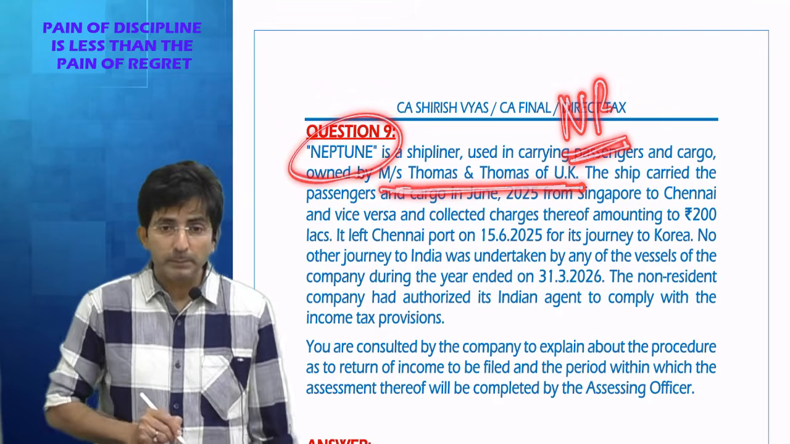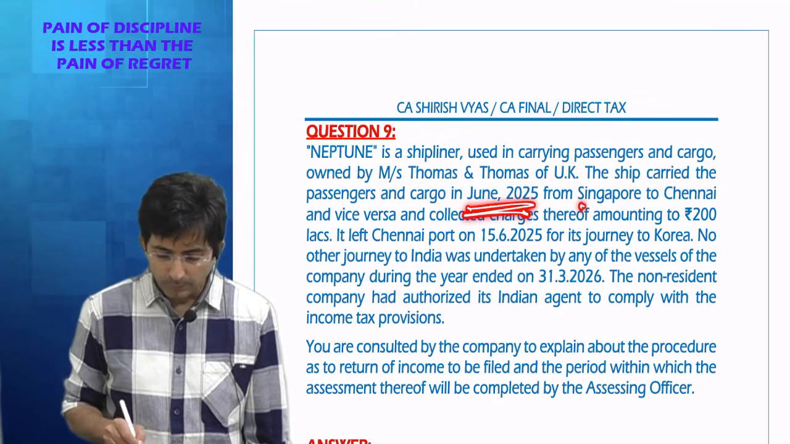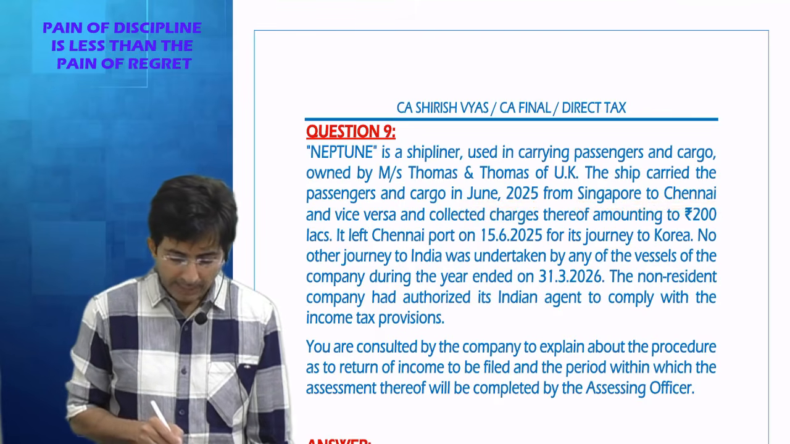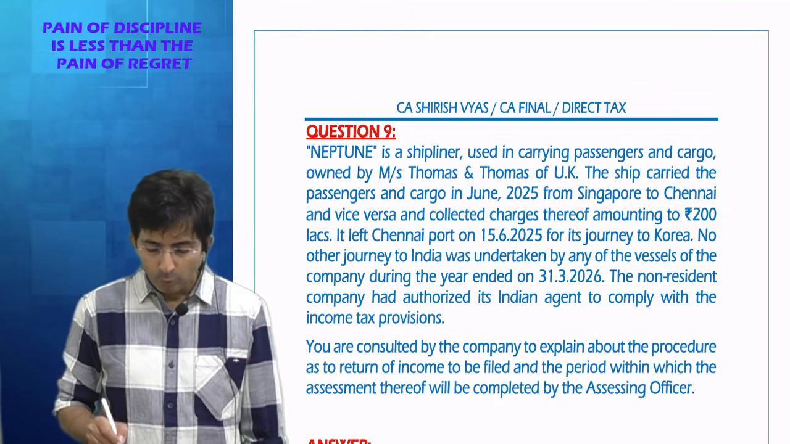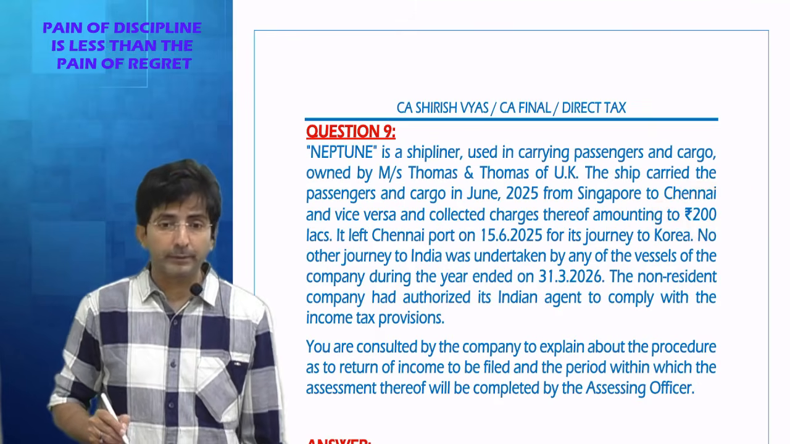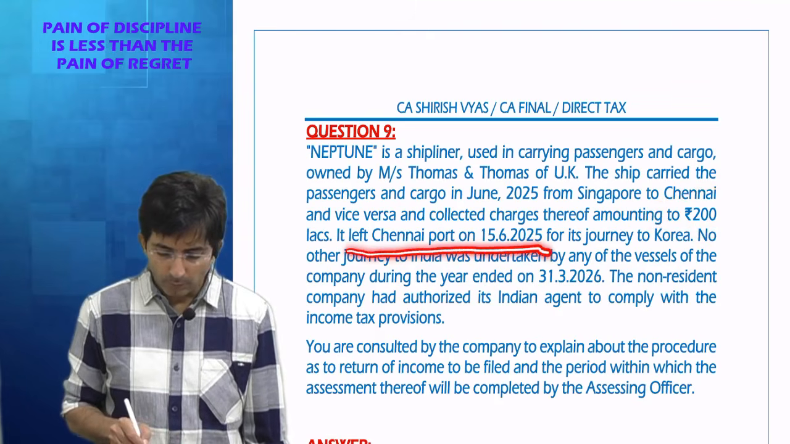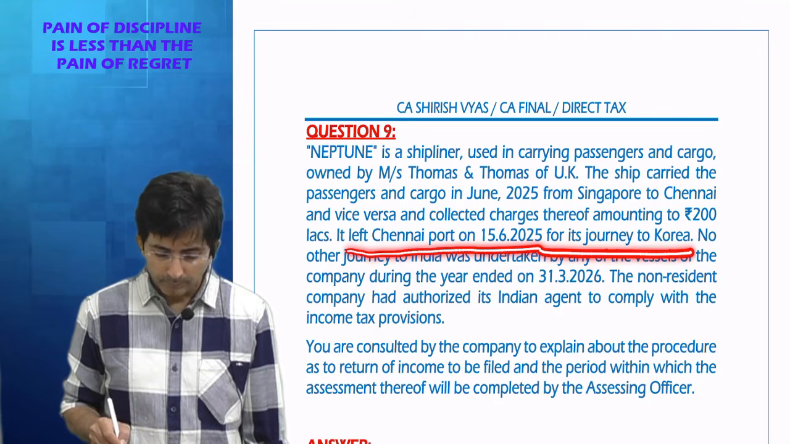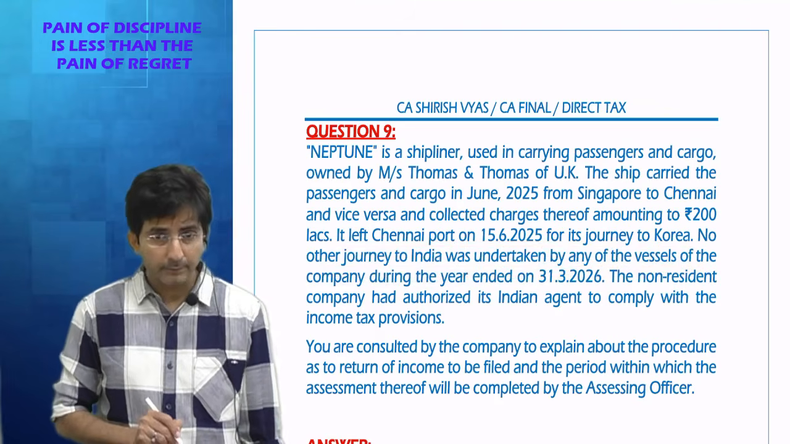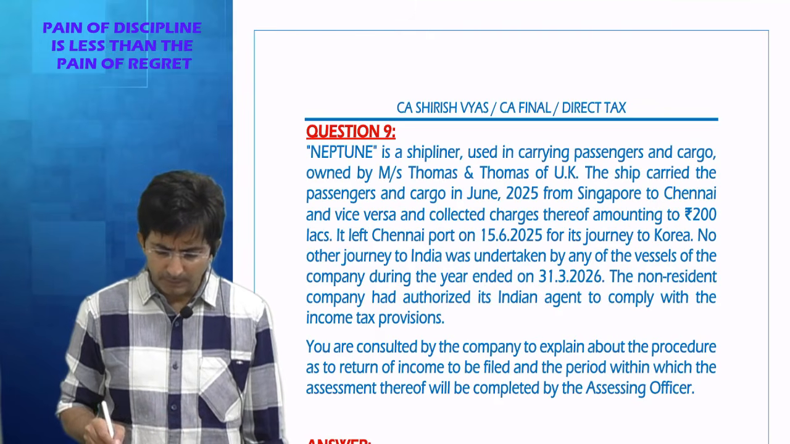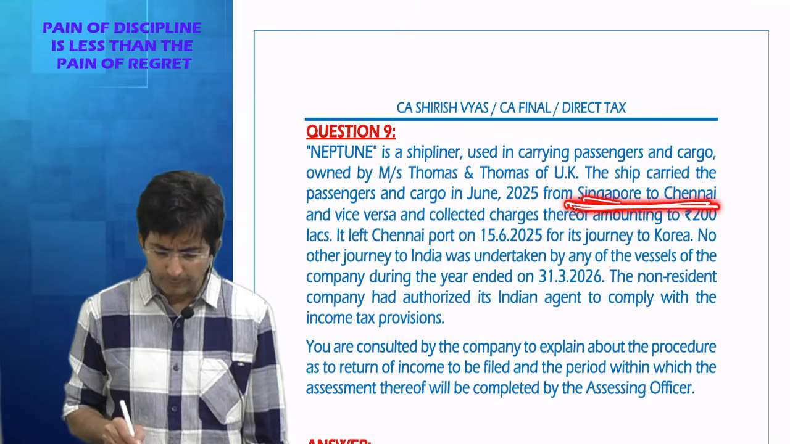And what is the name of the ship? Neptune. The ship carried passengers and cargo in June 25 from Singapore to Chennai and vice versa, and collected charges thereof amounting to 200 lakhs. Means 200 lakhs was the amount of booking. Okay. It left Chennai port on 15th June for its journey to Korea. No other journey to India was undertaken by any vessel of the company. Wait, please let me explain how the journey has taken place. Because when you read it independently, you will find this confusing.